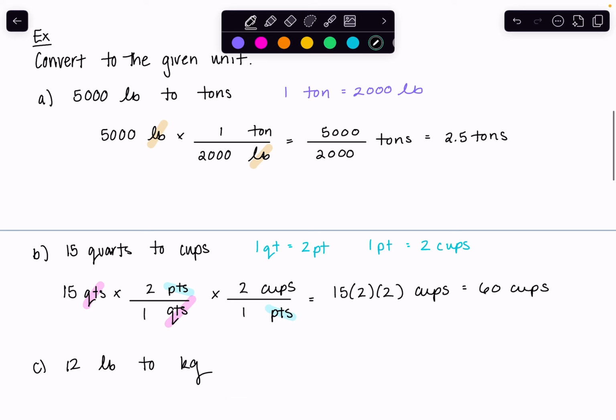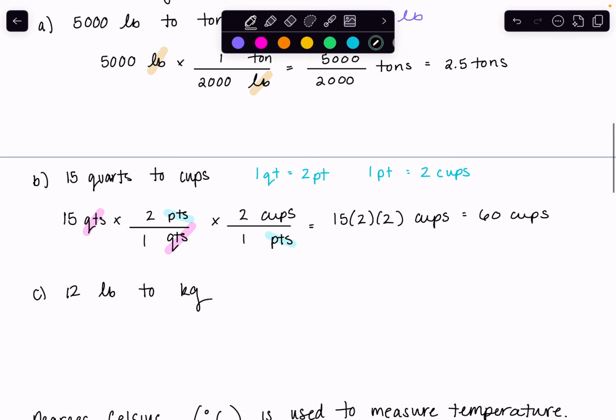Okay. For this last one, we want to go from pounds to kilograms. And just as a general idea, 0.45 kilograms is equivalent to 1 pound. So if I'm starting with 12 pounds, to get rid of the pounds unit, we put it in the denominator. So this way it's gone. And 1 pound is about 0.45 kilograms.